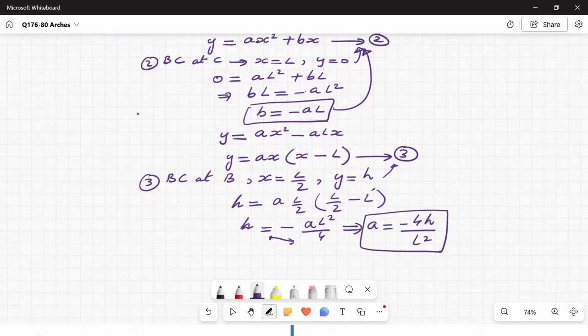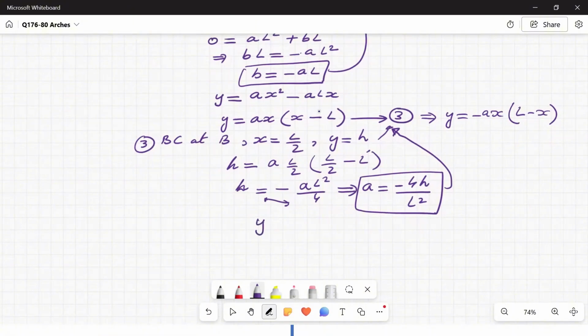So a, by cross multiplying, will be equal to minus 4h divided by L square. Once I've got the value of a, I can put this value back in here, but I want to cancel this negative sign, so I can write this equation as y is equal to minus ax into, instead of x minus L, now I'm writing it as L minus x.